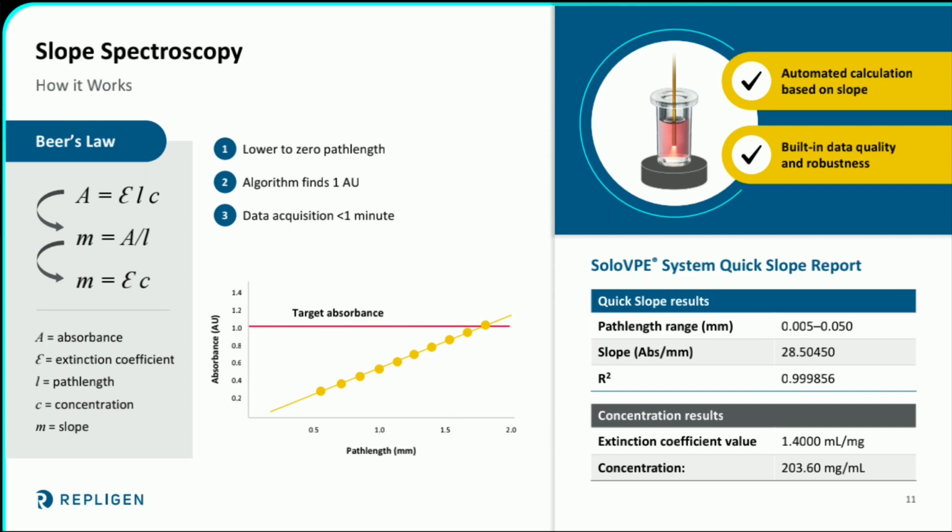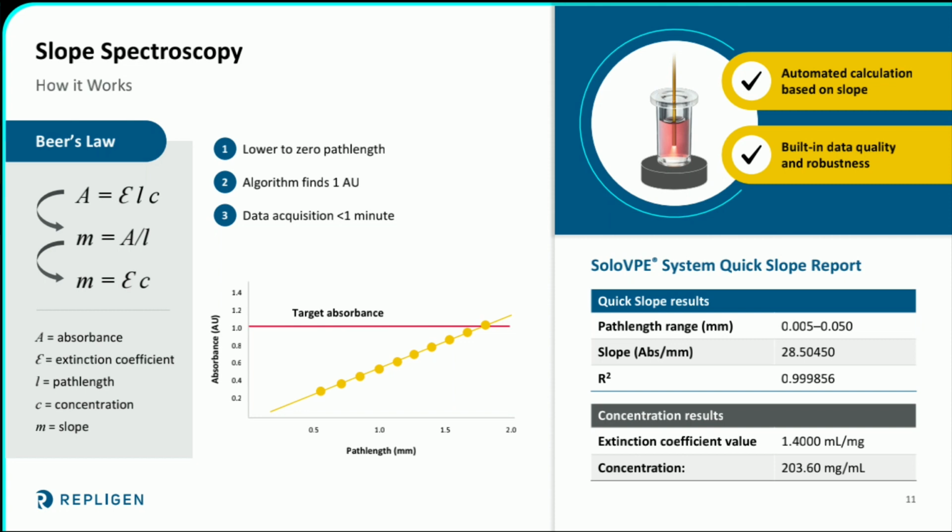So how slope spectroscopy works relative to both of our systems, what's going to happen is the fibrette will lower itself to the 0 path length position. Once it does that, it'll do a search algorithm to find one absorbance.